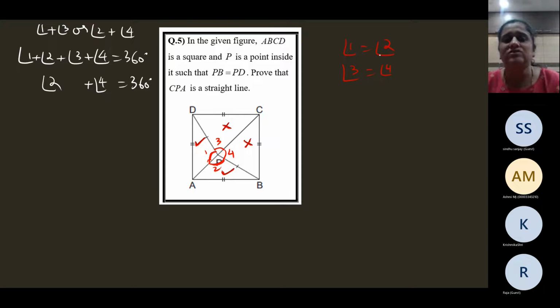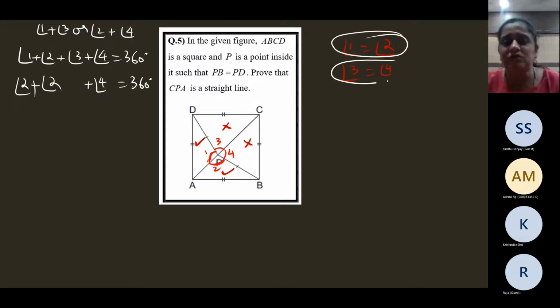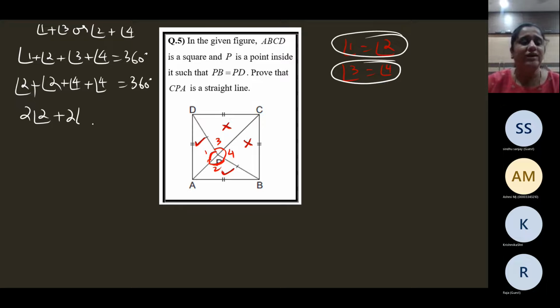But we have proved that 1 is equal to 2. So instead of 1, I can write 2. Plus, we have proved that angle 3 is equal to angle 4. So instead of 3, you can write 4. So now you have only 2 and 4. So twice of angle 2 plus twice of angle 4.